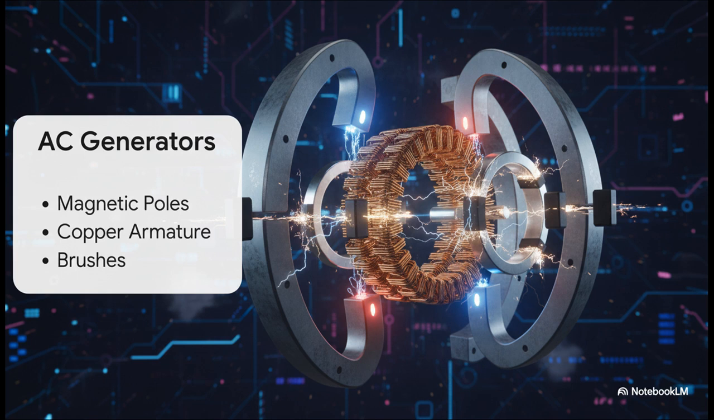We use slip rings, which rotate right along with the armature, and brushes. These brushes are usually carbon rods that stay completely stationary, just constantly pressing against the spinning slip rings to cleanly transfer that electric current out to the grid.